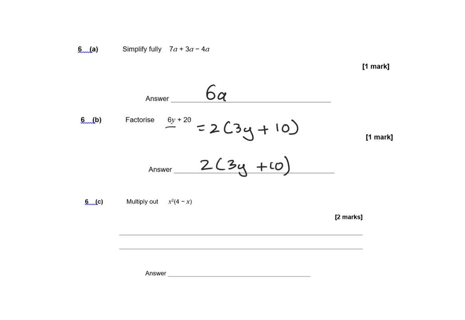Expanding or multiply out, you could get either as an instruction in these. They've been nice and given us multiply out. So x squared times 4 would be 4x squared. X squared times x, so that's times another x, so that's going to change the power of the x, will be minus x cubed.